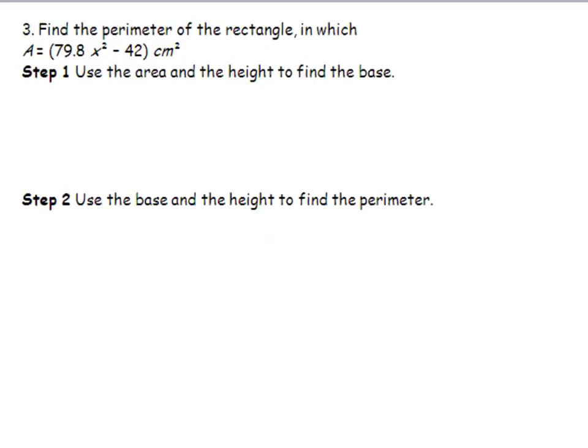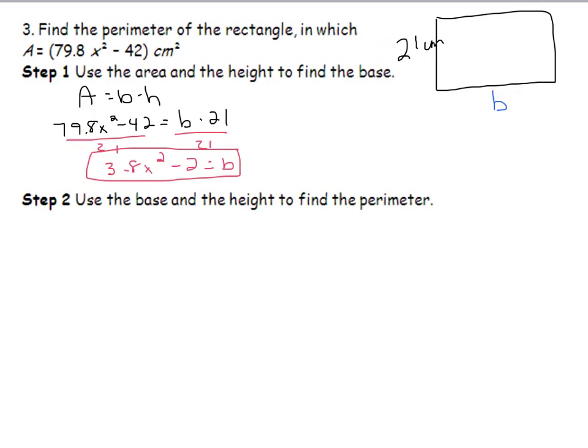All right, you guys, I'm going to draw a picture for you. This is my rectangle. I want you to find the perimeter in which your area right here is 79.8 x squared minus 42. So you're going to use the area and you're going to use the height right here to find your base, okay? So I want you to try step number 1, come back, and then we'll see how we did.